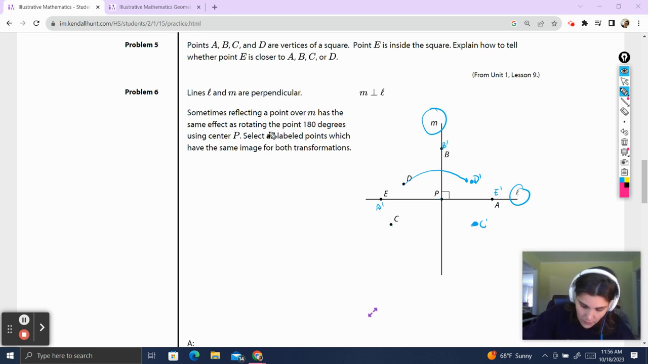B rotated 180 degrees around center P. He's going to come all the way down here, and our rotation points are going to be in pink, B prime, so they don't line up. So not B, cross it out.